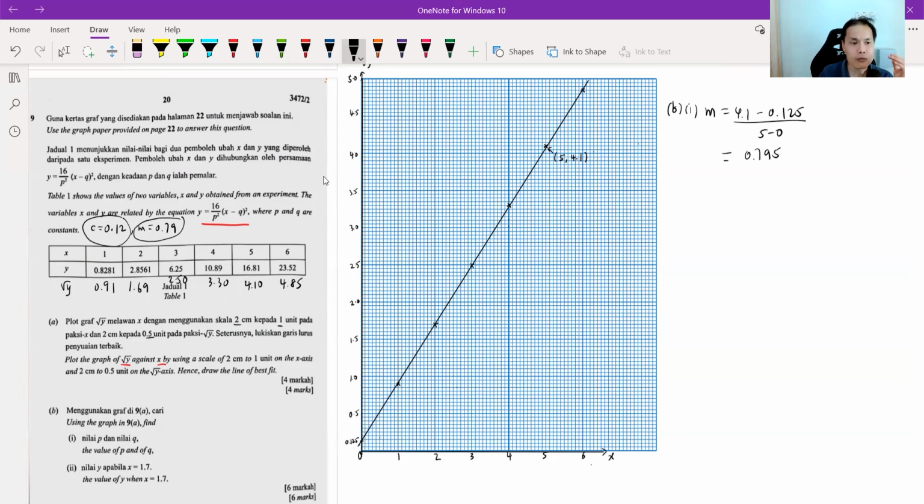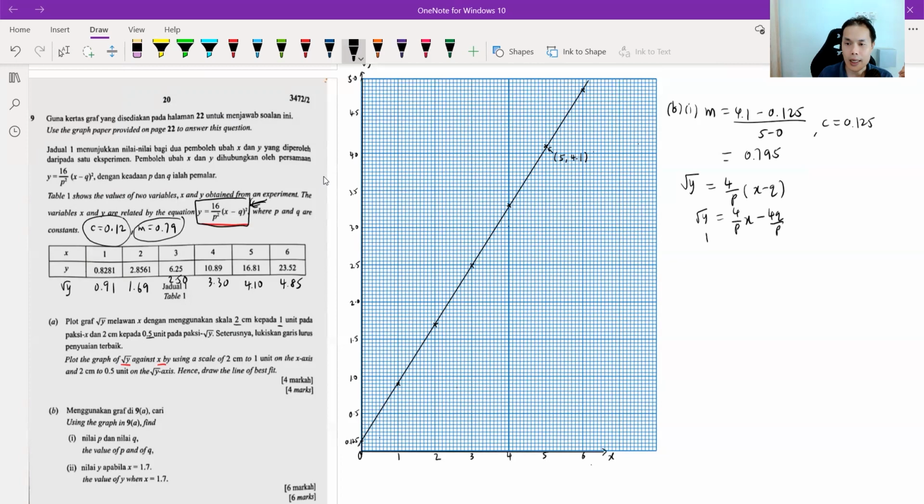Okay, now the value P and Q you can find from this original equation, and we convert to linear form. Okay, let me just write down my y-intercept 0.125. Starting from this equation, I'm going to square root both sides. Square root my y, square root 16, I get 4. Square root p square, I get p. Square root x minus q square, I'm left with x minus q. Yeah, the square here disappears. Okay, so next, multiply inside 4 over px minus 4q over p.